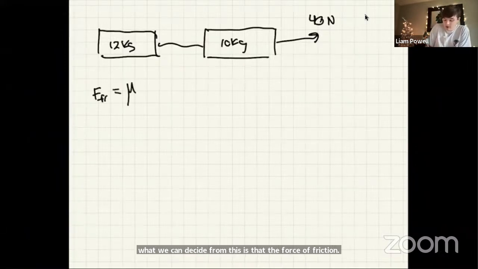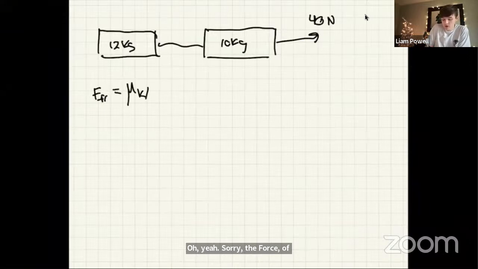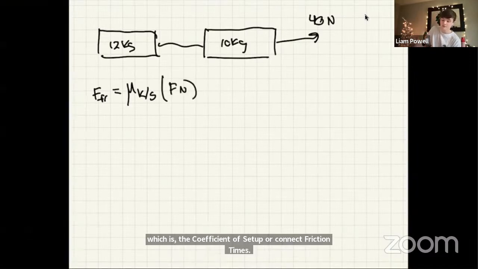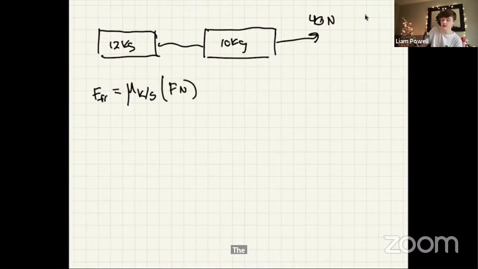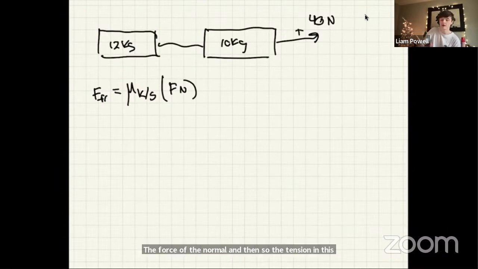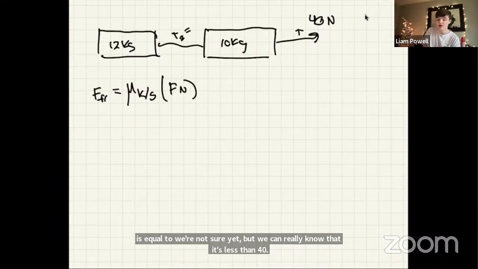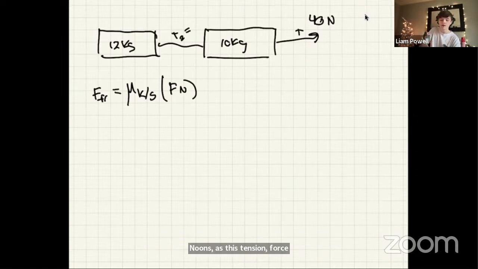So what we can decide from this is that the force of friction is equal to mu k or mu s, which is the coefficient of static or kinetic friction, times the force of the normal. And then the tension in this force is equal to 40 newtons, and then tension 2 is equal to, we're not sure yet, but we can immediately know that it's less than 40 newtons, as this tension force only has to pull this mass instead of pulling both of these masses.